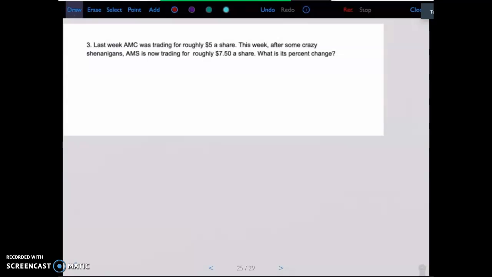True story, I looked it up. Last week, AMC was trading for roughly $5 a share. This week, after some crazy shenanigans, AMC is now trading for roughly $7.50 a share. What's the percent change? So remember, the formula for percent change is new minus old over old. So here's my new, and here's my old.